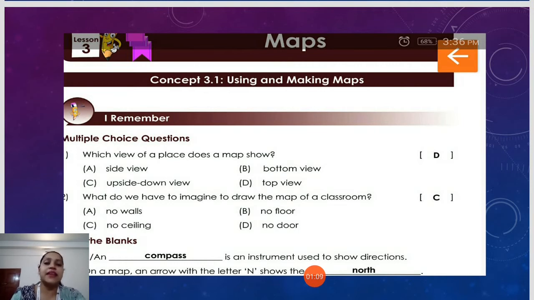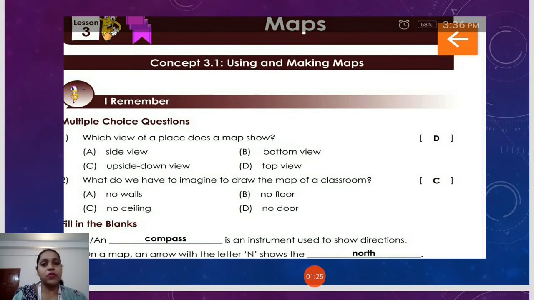So what is there? First is the multiple choice questions. What is the first question? Which view of a place does a map show? And here the correct answer will be number D, top view. Then we have, children, the second question, which is given: what do we have to imagine to draw the map of a classroom? So what you have to imagine to draw the map of a classroom? It will have to be no ceiling. Okay, children, then only you can draw the map of a classroom.